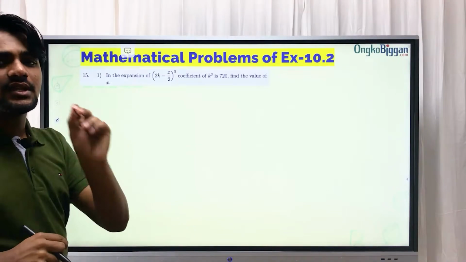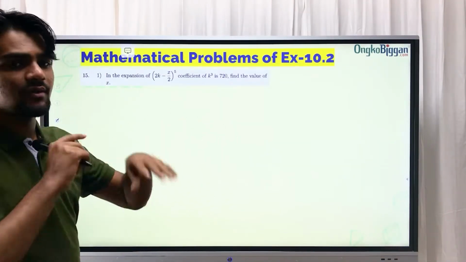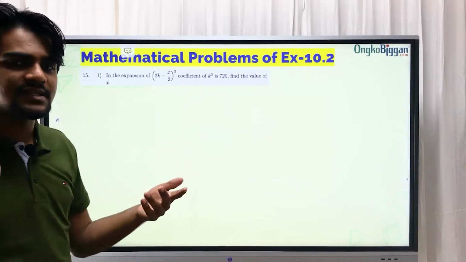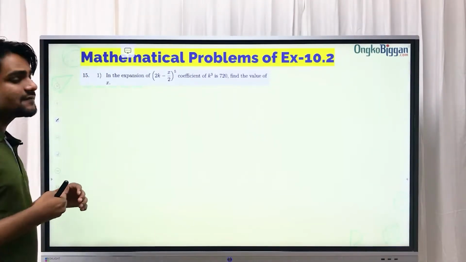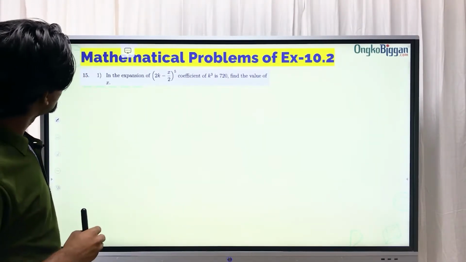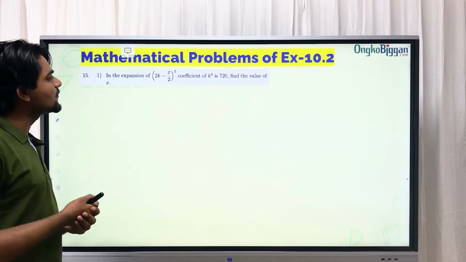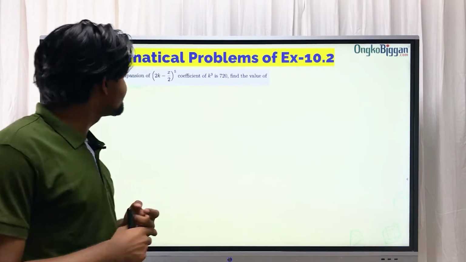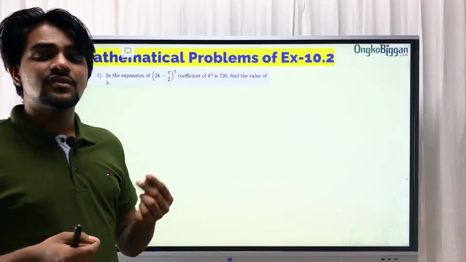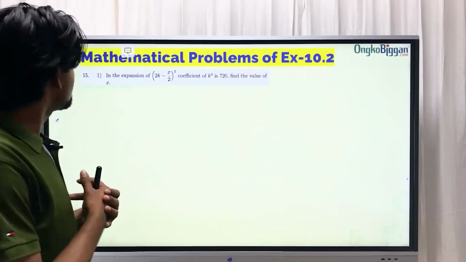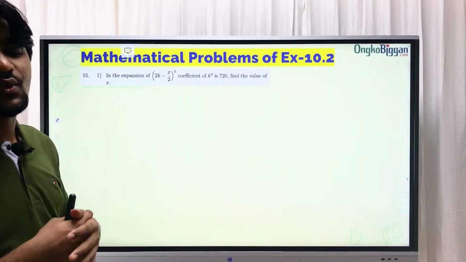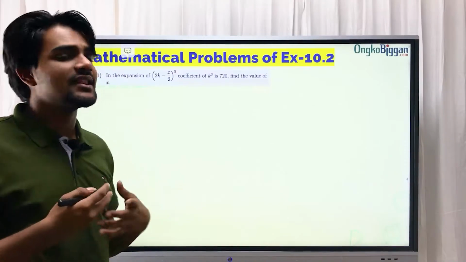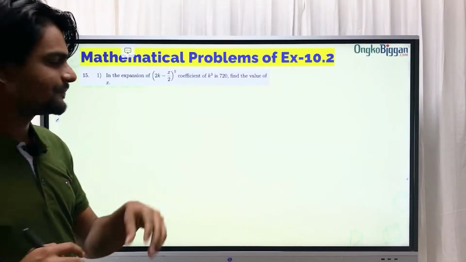Also, if you don't understand anything, you can rewatch the previous part again, and you will hopefully understand it better. So in 15.1, in the expansion of (2k minus x by 2) whole to the power of 5, the coefficient of k cube is 720, and after giving this information, the question asks us to find the value of x.